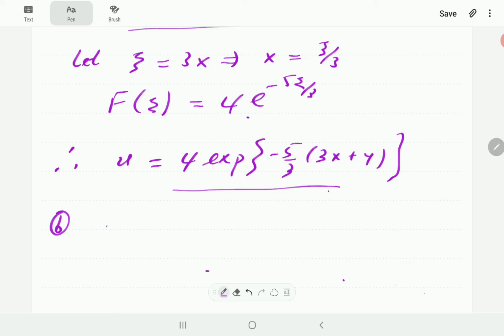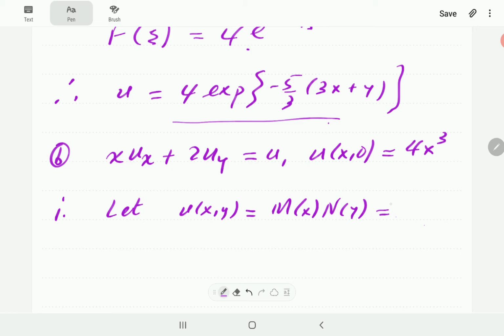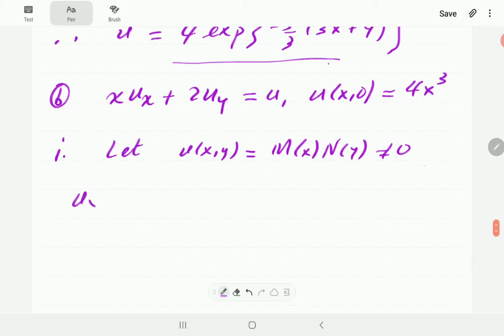We're now going to go to part B. In part B, we have x ux plus 2uy is equal to u. Then this time when y is equal to 0, u is 4x cubed. So again, we're going to start with the method of separation of variables. We're going to move a bit quickly this time because we've already set the procedure up in the first example. So from here, ux is m prime n as before, uy is mn prime.